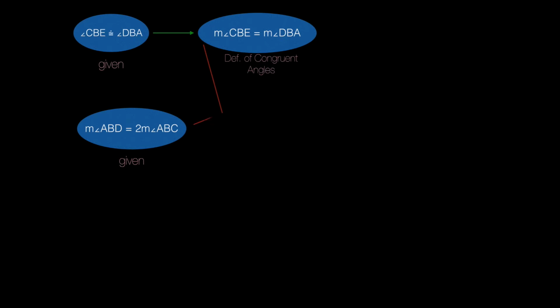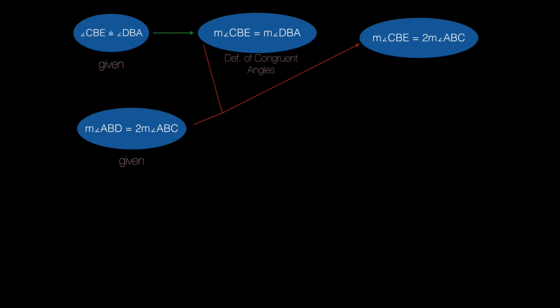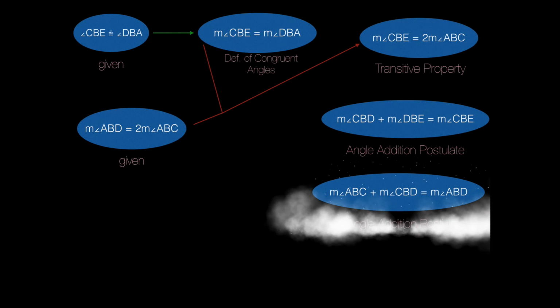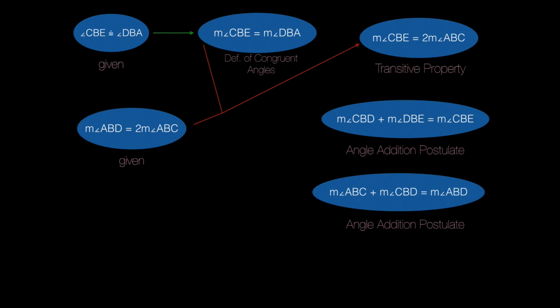We can combine this statement and the second given to get the next statement. Since we substituted a side, we will use transitive property for this. The next two things I will write is based on the illustration given. Since the two statements include two angles being added, I will use angle addition postulate.